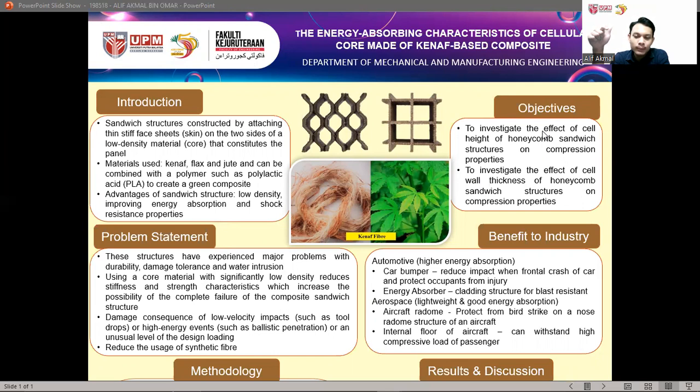Before I come to the conclusion, there are a lot of types of sandwich structure, for example the square core sandwich structure and the corrugated core sandwich structure. In this project we used the honeycomb core sandwich structure.